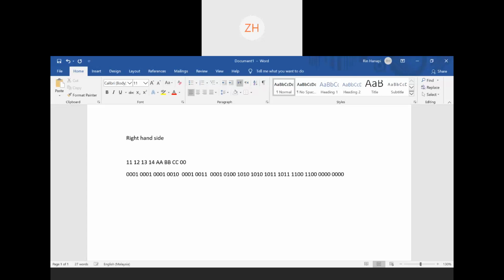How many bits now? It's 64. 64 bits, right? Okay. So, normally in the books, they go for hexadecimal. Any books, any discussion, they go for hexadecimal. Okay. So now we go and copy, check for the right hand side.